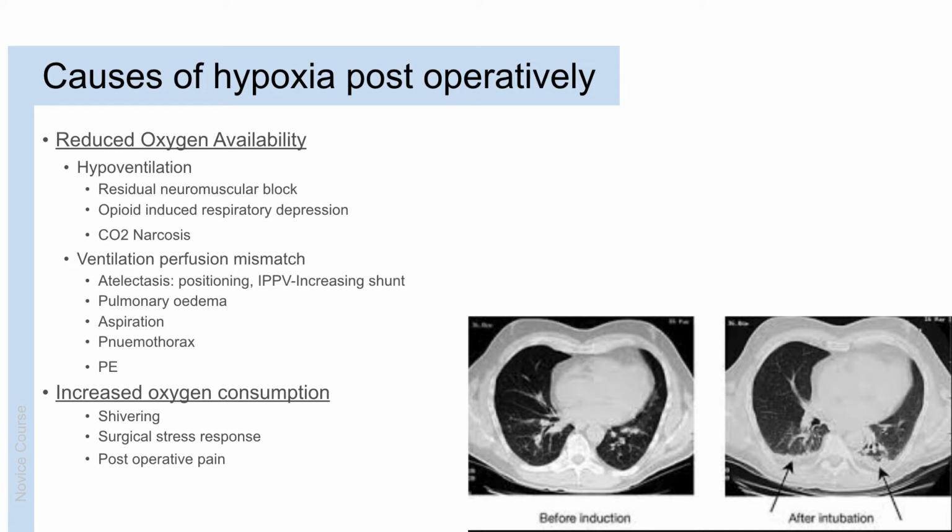Oxygen consumption can be increased in the postoperative period, contributing towards hypoxia, and this can be a result of shivering caused by anaesthetic drugs, the surgical stress response following an operation, and also in cases of severe postoperative pain. Minimizing each of these can hopefully reduce oxygen consumption in the postoperative period and help prevent postoperative hypoxia.